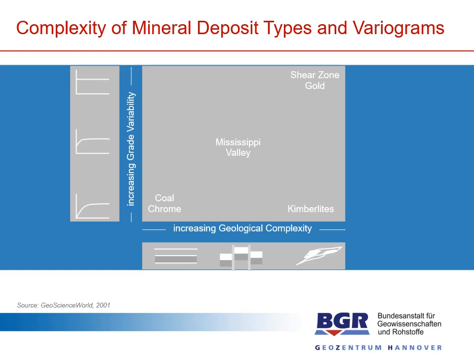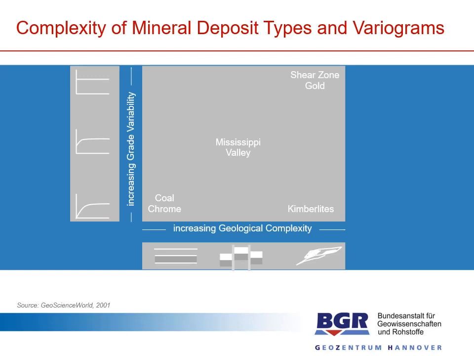Whereas a coal seam has a very low geological complexity, it has also a very low variability in grade, in thickness. It is very, very uniform. So you have a spatial relation, and when you are outside the coal deposit, the variation is very high. If you move to Mississippi Valley type, the spatial relation is not as big as for a coal seam. The C0, the nugget effect, is far higher.